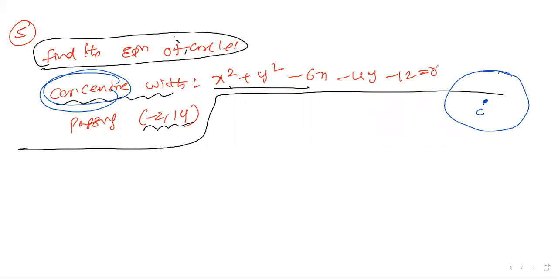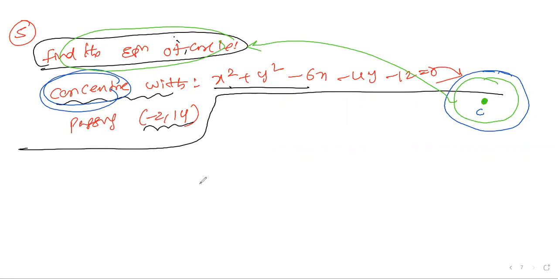This is the general circle equation of this one. I have my own circle, and what you're going to find is the circle that is concentric with this. This is our circle. It should be like this, but the center is the same for both. If the centers for both are the same, this is the required circle.